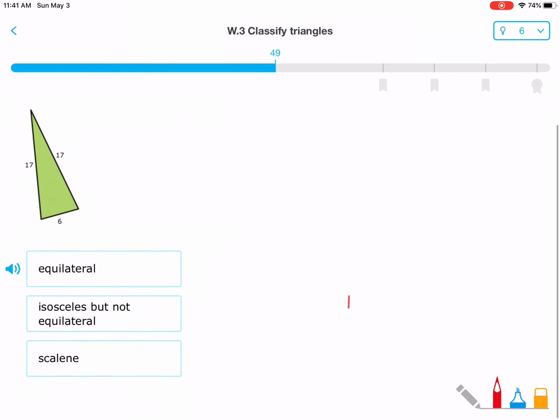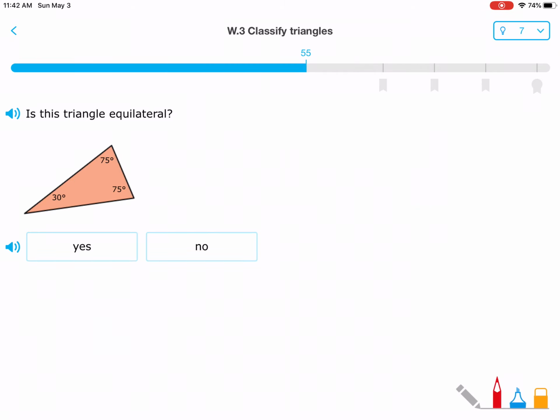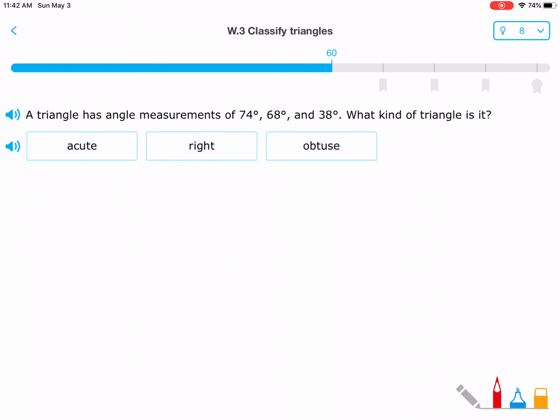This one has two equal sides, so it's isosceles. This one has two equal angles, which also means that this side and this side are also equal. So it means it's isosceles, but the question asks, is it equilateral? So no. A triangle has angles that are 74, 68, and 38. Is it acute? Are they all less than 90 degrees? Yes.